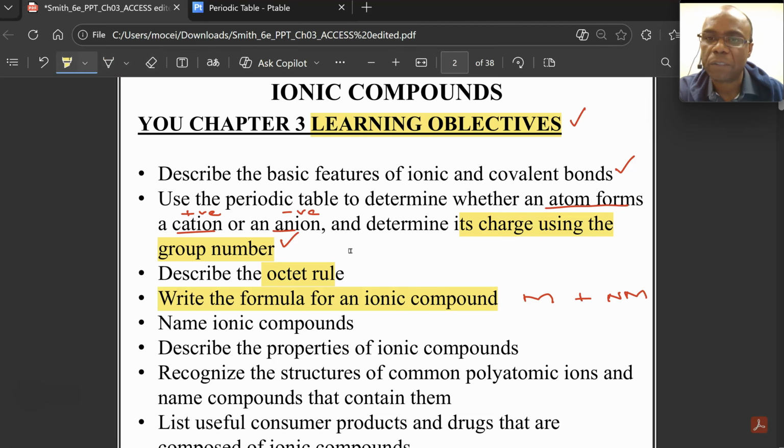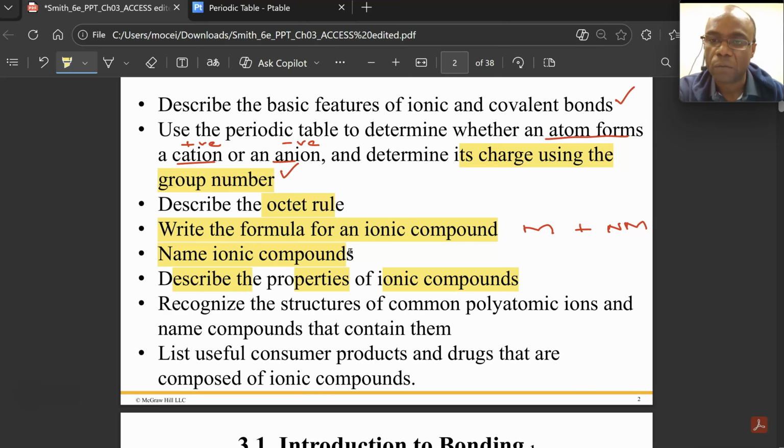We will use the IUPAC system of naming to name ionic compounds and describe the properties of these ionic compounds, their solubility, conductivity, and how they form electrolytes. We'll recognize the structure of the most common polyatomic ions and name the compounds that contain the polyatomic ions.